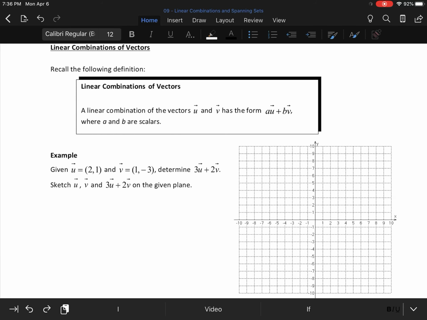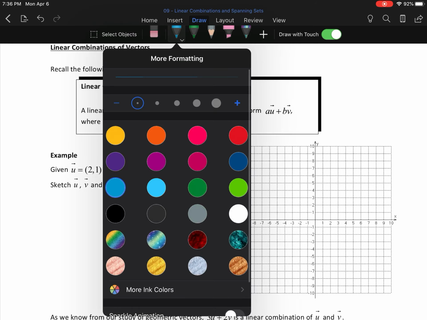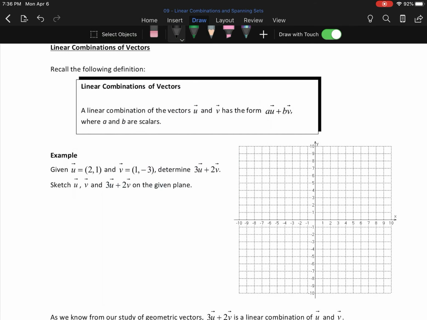So recall the following definition: linear combinations of vectors. A linear combination of the vectors u and v has the form au plus bv, where a and b are scalars. What we mean by that, let me get a pen out here and write in what I mean. When we're talking about a linear combination of vectors, maybe we mean something like 3u plus 2v. Or maybe something like 7u plus 9v. Or 14u minus 11v.